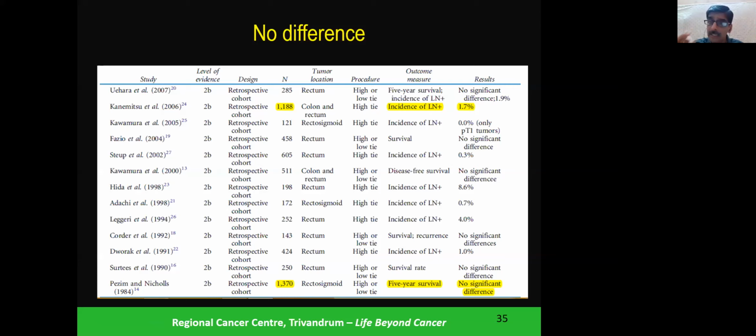But if you want to ligate the IMA at the root for technical reasons, for example, you want the left side of the colon to come down into the pelvis for a proper tension-free anastomosis, then you may do that.